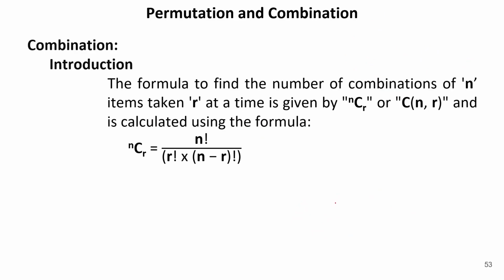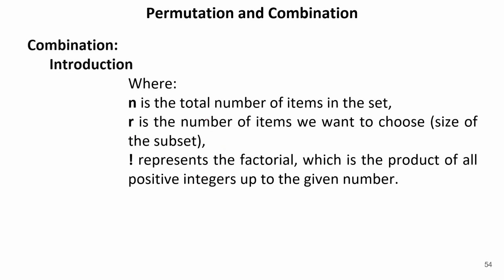The formula to find the number of combinations of n items taken r at a time is given by nCr, or C(n,r), and is calculated using the formula nCr = n! / (r! (n minus r)!). Here n is the total number of items, r is the number of items we want to choose, that is the size of the subset, and the factorial is the product of all positive integers up to the given number.